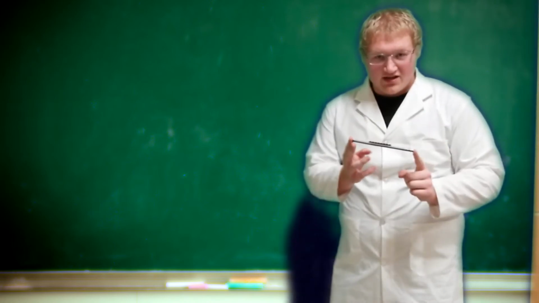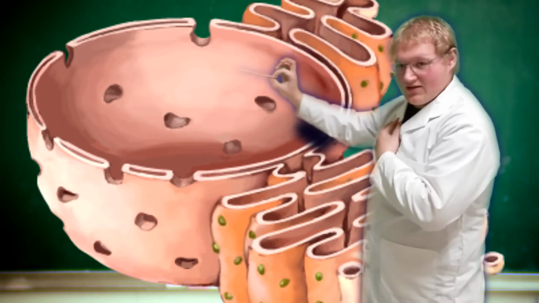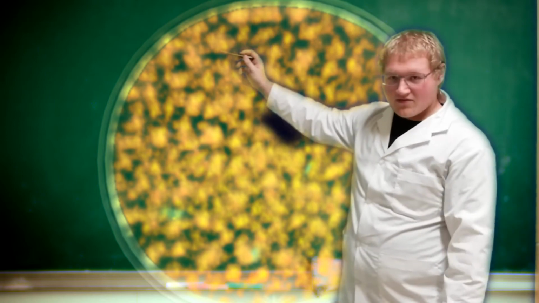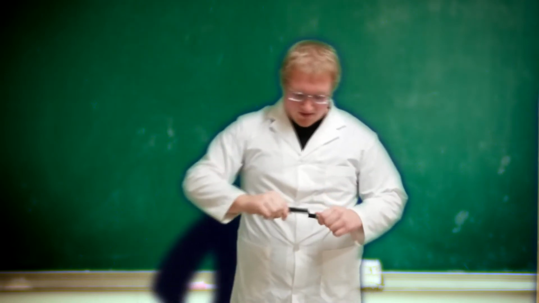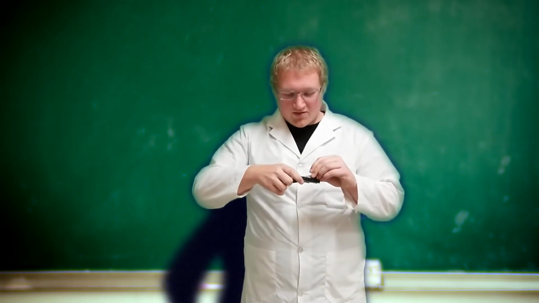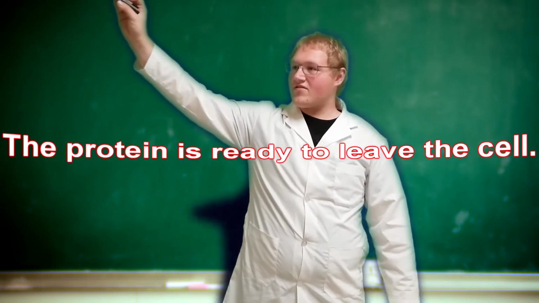Now that our polypeptide chain is ready, it can then be transferred into the endoplasmic reticulum. And then it will go into a vesicle, which then will transfer into the Golgi body. There, it will be processed and folded up so it can be ready. This is protein. Then it will be shipped outside of the cell.